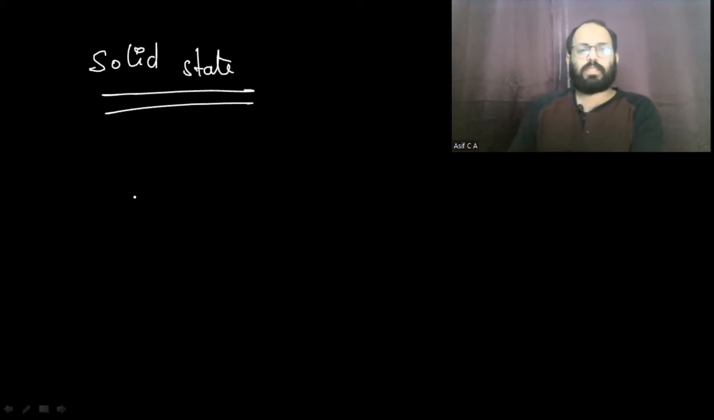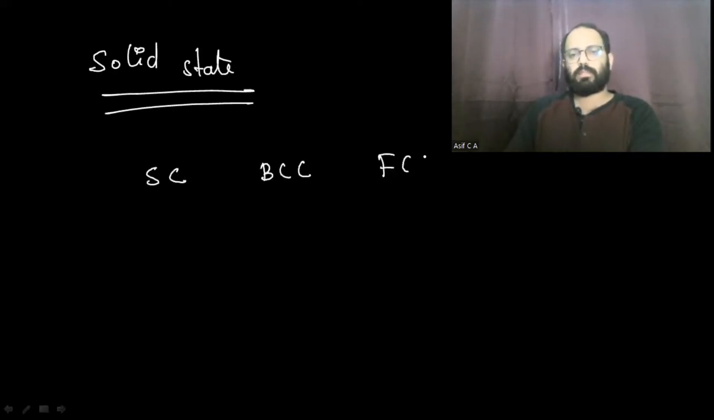Solid state. First we have to see that there are different types of crystal system: simple cube, body centered (BCC) and face centered. First, the number of atoms: in simple cube the number of atoms is 1, in body centered the number of atoms is 2, and in face centered the number of atoms is 4.